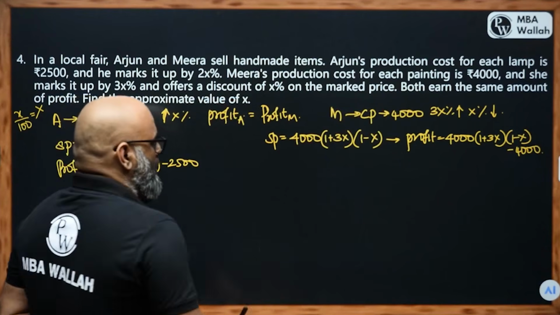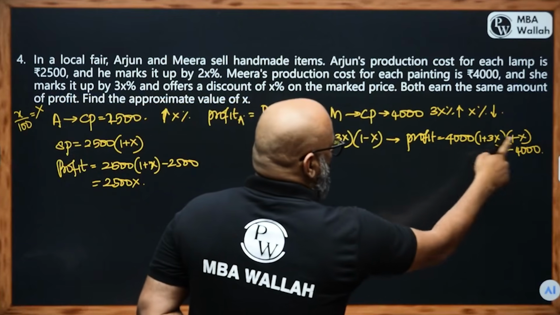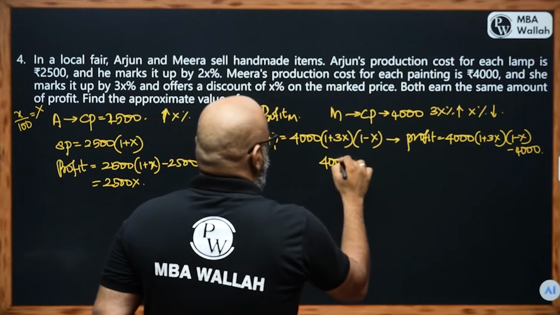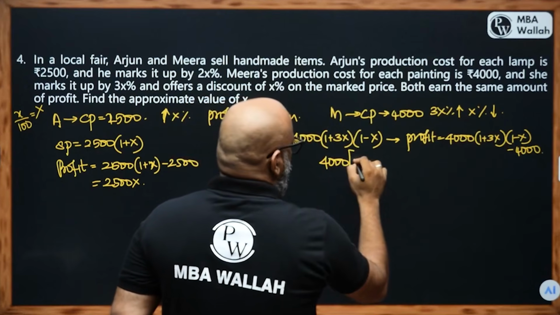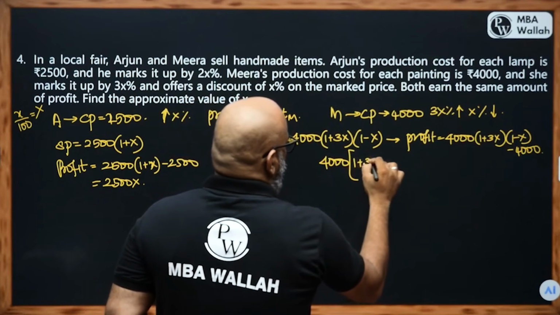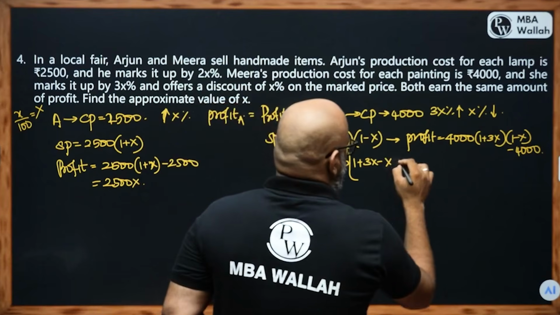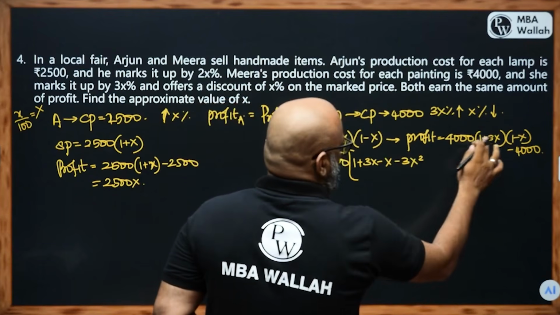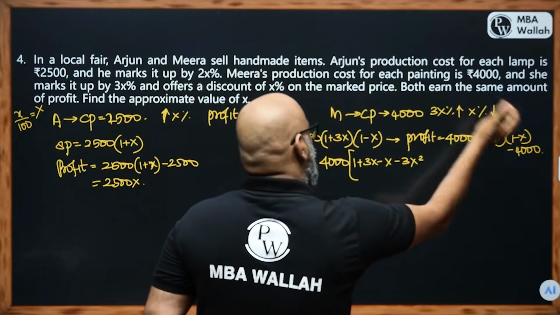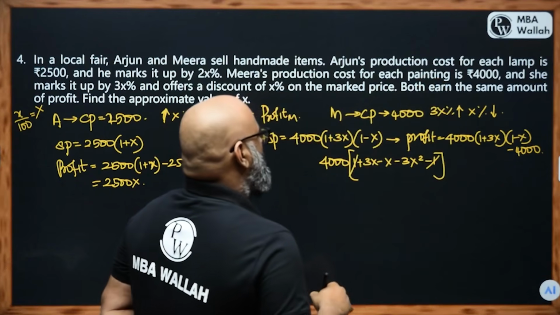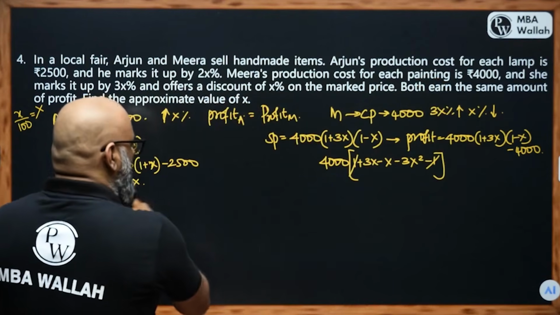We can solve for this now. I'm taking 4000 common out. So I'll have 4000 into 1 into 1 is 1 plus 3x minus x minus 3x square, splitting these 4, and then this 4000 has come out, so minus 1. It's cancelled. These two are equal.